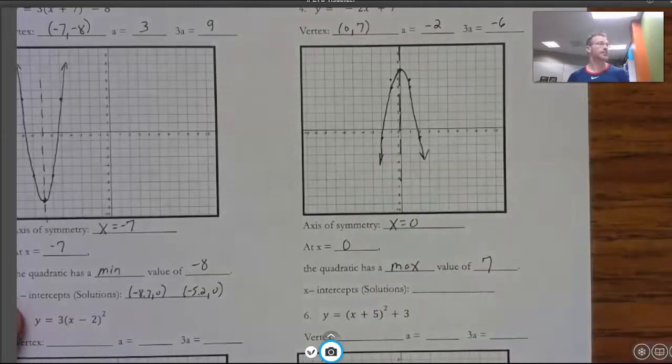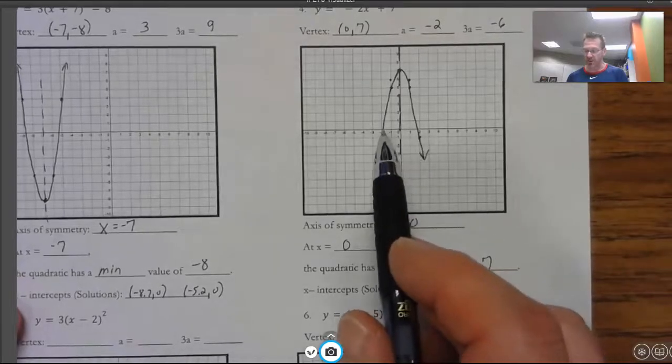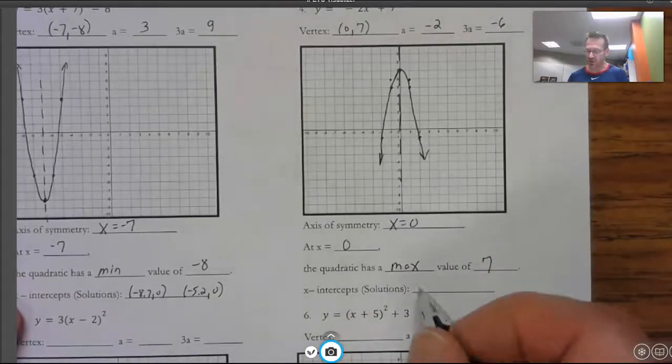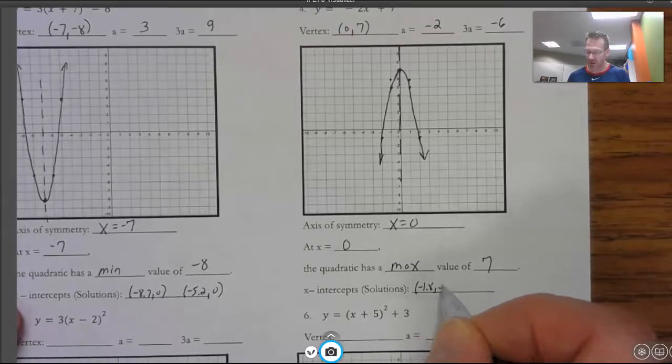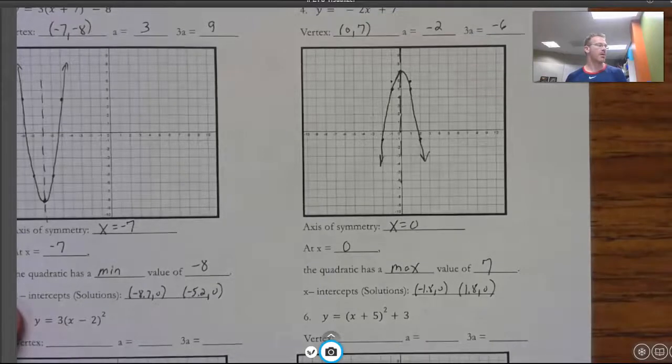Then I'm going to describe my intercepts here. Once again, I'm really close to -2 and really close to 2. So maybe I'm going to say -1.80 and 1.80. And that's all we have to do.